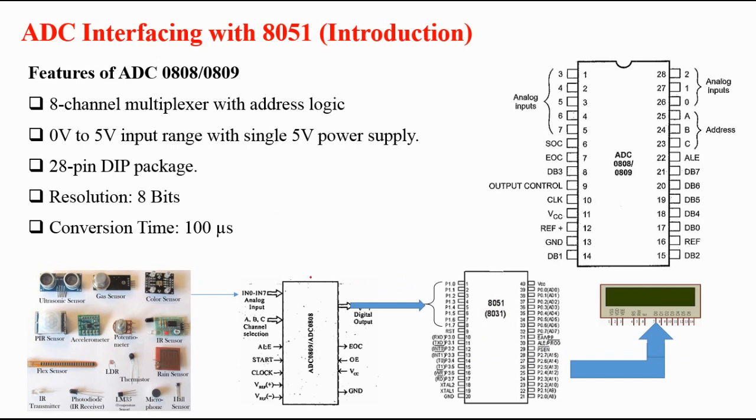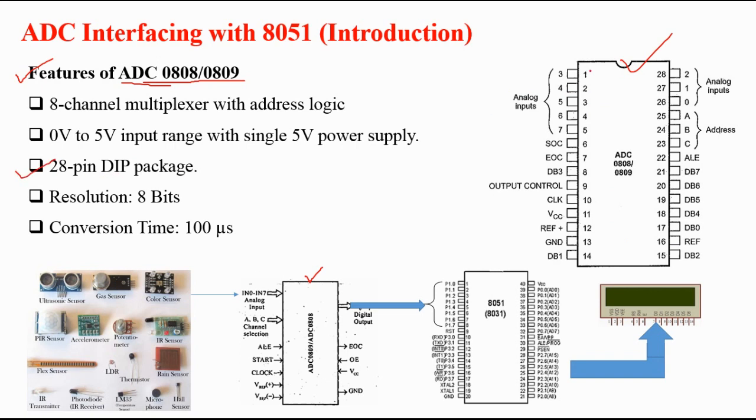Now to interface the ADC, we should know the features and working of that ADC. So let's get started with the features of ADC 0808/0809. Okay, now this is a total 28 pin IC, a 28 pin dual inline package IC.